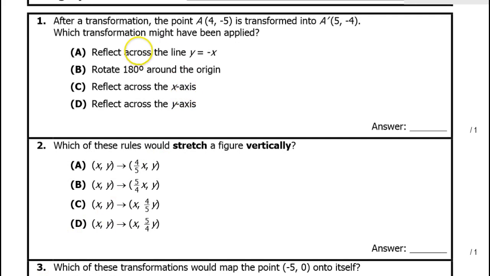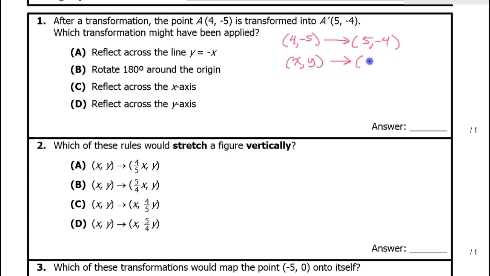So problem number 1. After a transformation, the point A (4, -5) is transformed into A prime (5, -4). In other words, we went from (4, -5) to (5, -4). So let's analyze this in terms of a general point (x, y), so we can get at the rule. Ignoring the signs, I see a 4 and a 5, and then I see a 5 and a 4. So the x and y have definitely switched places.